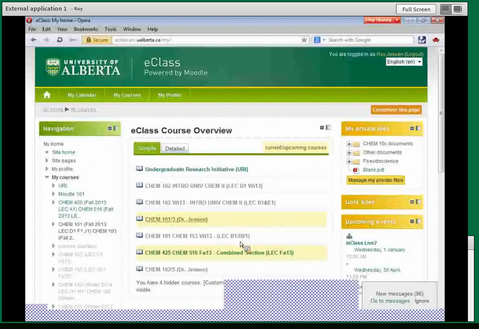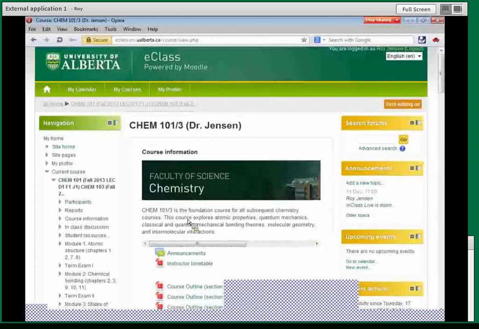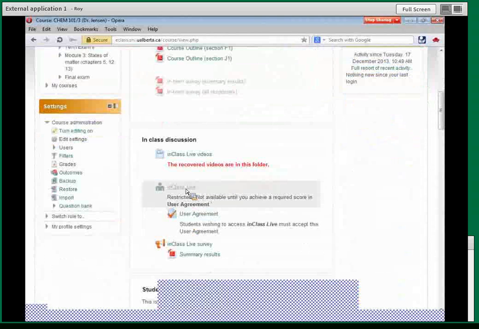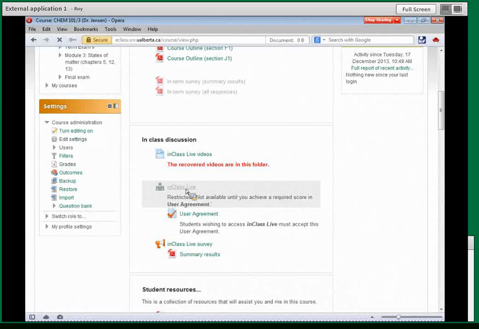So this is my eClass introduction to course. So if I click on Chem 101, it takes a few seconds to load. This is what the students have. Somewhere down here is inClass Live. That's what I called Adobe Connect to give it a moniker.